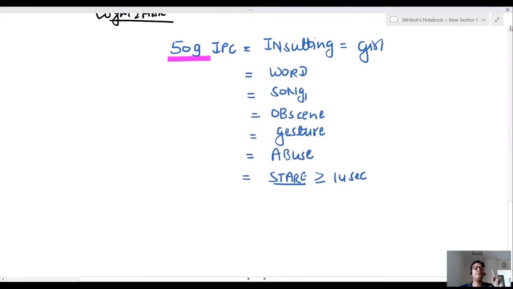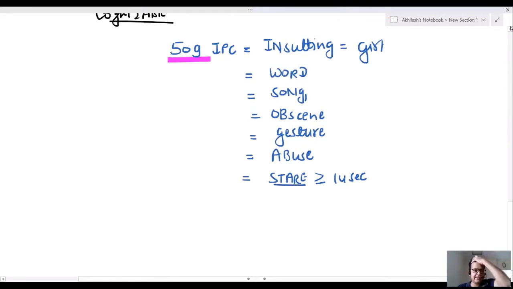So, sir, 354 and 509 IPC is only applicable when a male does these things to a female. If a female does these things to a male, it's not a punishable offense. If a female winks at a male, sings a song, follows the boy, or stares, it's not punishable. It is only punishable when these things are done by a male to a female. So again, just revise it, my dear friend.